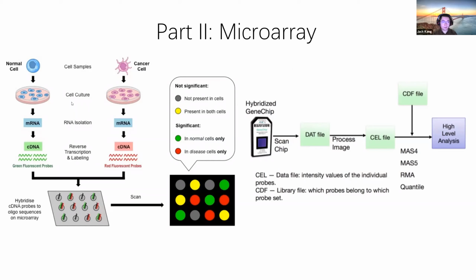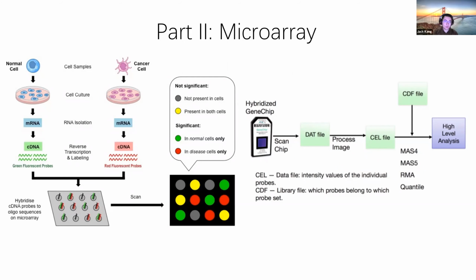Suppose you have cell cultures from different conditions. Say you have normal cell cultures versus cancer cell cultures. And you obtain their mRNA and cDNA. And you label the cDNA from different conditions with different fluorescent probes. So in this case, for example, we label cancer cDNA with red probes and normal cDNA with green probes.